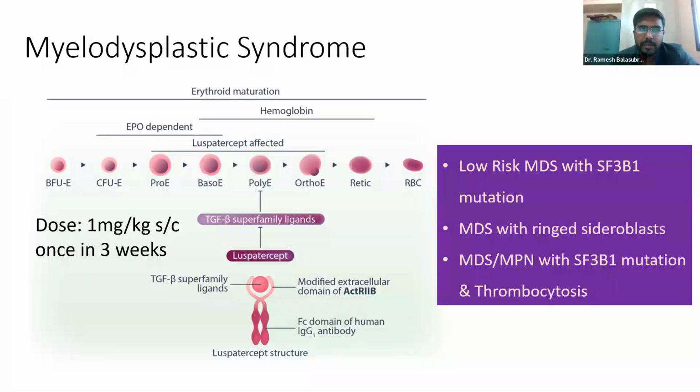And the dosage for this drug is 1 milligram per kg subcutaneous once in 3 weeks, and you can titrate it up to a maximum of 1.75 mg per kg. And it is approved for low risk MDS with SF3B1 mutation, and also in MDS with ring sideroblasts, and also in MDS/MPN with SF3B1 mutation and thrombocytosis.